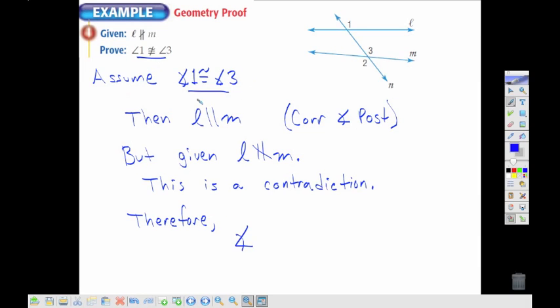Therefore, we have to go back to our assumption, angle 1 congruent to angle 3, and we know that that cannot possibly be true. Now notice that we're writing this kind of as a paragraph proof, but if you look closely at it, for each thing we have a statement and a reason.